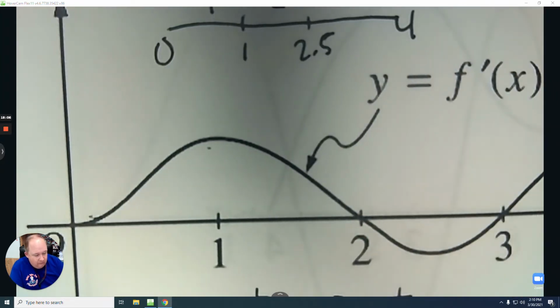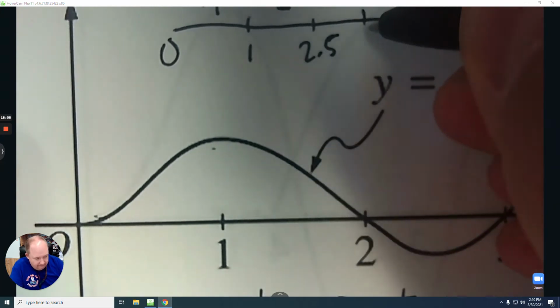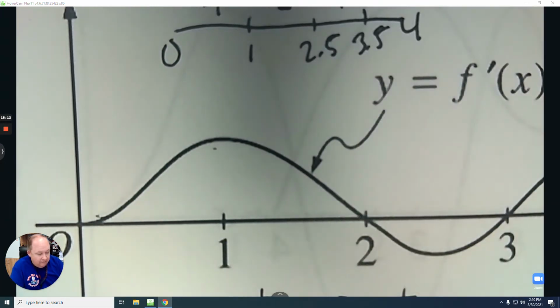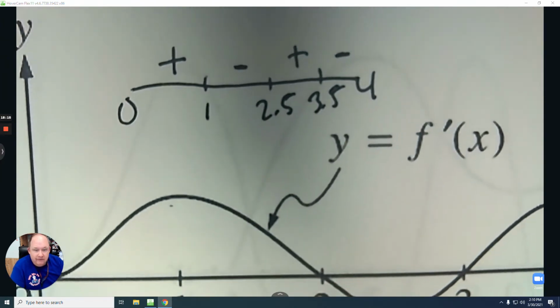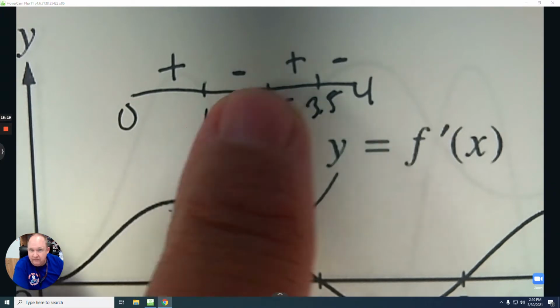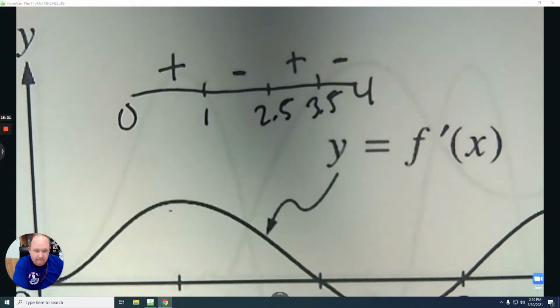And then it increases to 3.5. And then it decreases after 3.5. So this is telling me concavity. It smiles, then frowns, then smiles, then frowns. So let's see which one smiles, frowns, smiles, frowns.